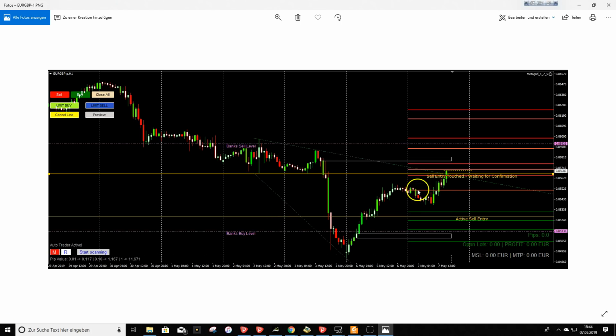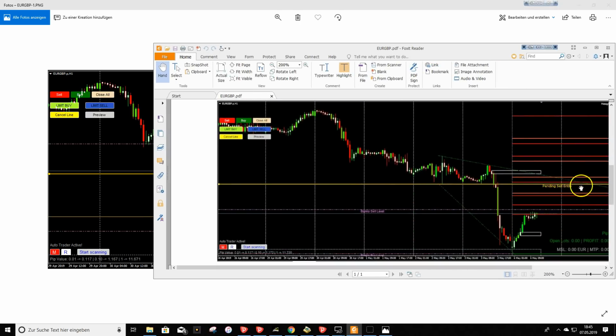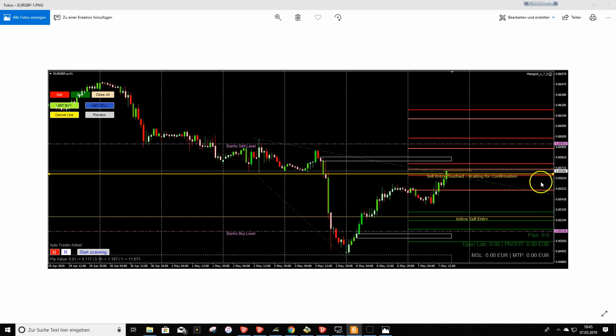Here's the screenshot. Price touched our yellow entry line, and the Metagrid 1.75 beta version is on it, and the AutoTrader was active in the stop scanning mode, so that the AutoTrader manages our own trades in this mode. If we click on stop scanning, then we can make our own trades, and Metagrid confirms these trades by price action. You can see this was our yellow entry line from the PDF. I showed you again, this is the pending sell entry, the same yellow line here.